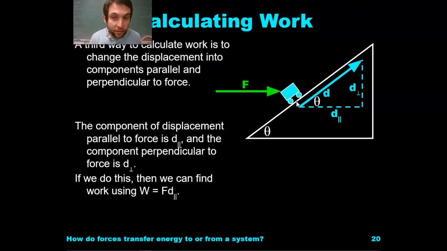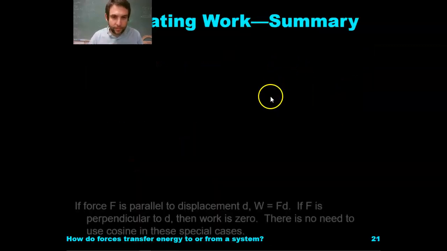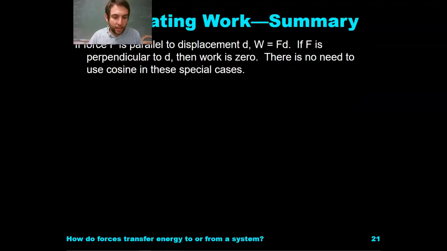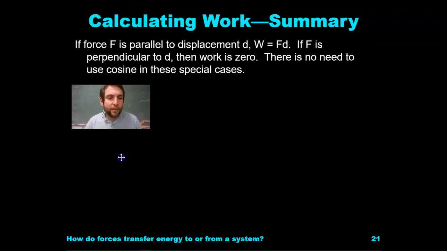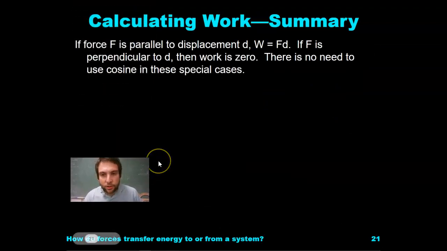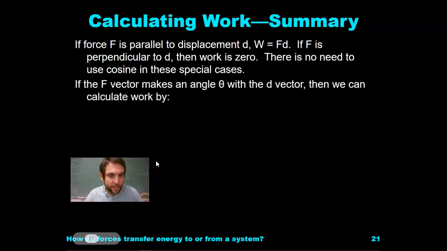The big thing here is force and displacement have to be in the same plane, so they have to be parallel to each other. If they're not parallel, you can resolve it into components to get the parallel one. In summary, if force F is parallel to displacement D, work equals FD. If F is perpendicular to D, then work is 0. There's no need to use cosine in those two special cases.